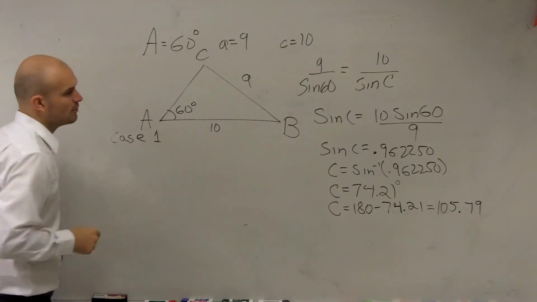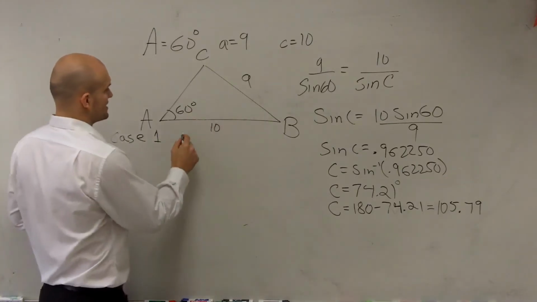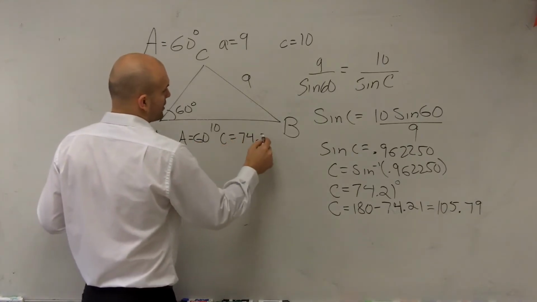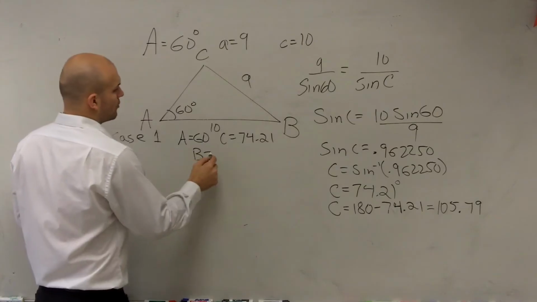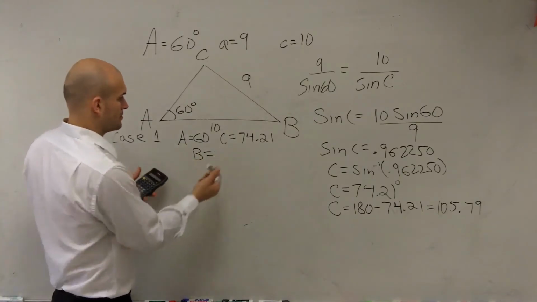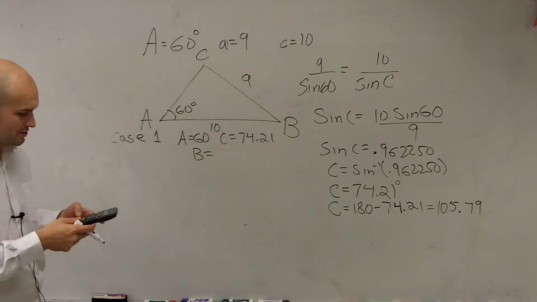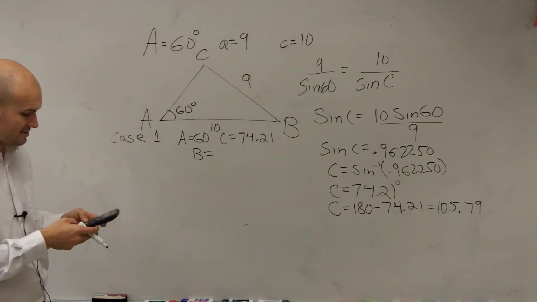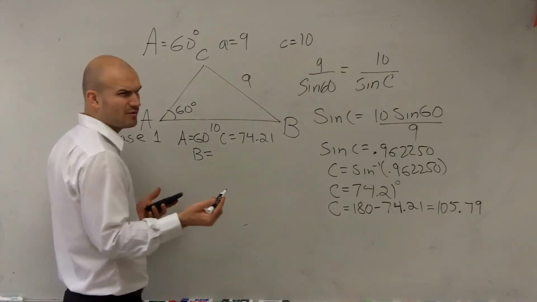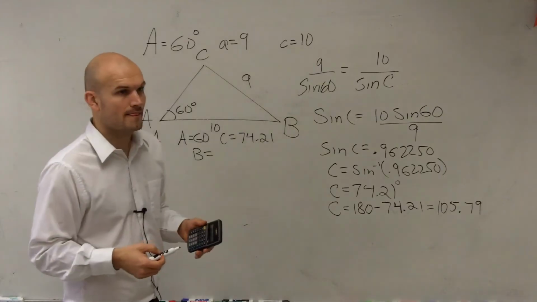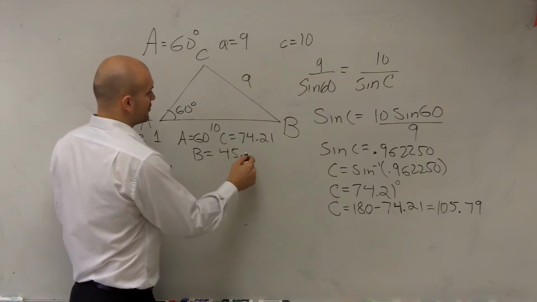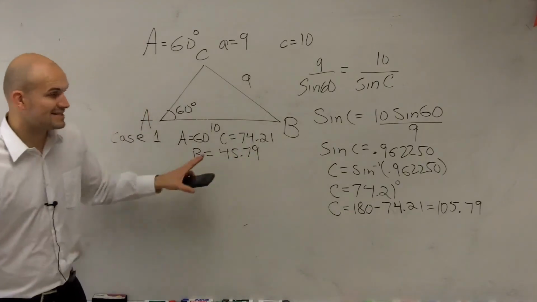So if I said case number 1, I'm saying A equals 60, and then I could say C equals 74.21. So therefore, what does B have to equal? Well, let's just do 180 minus 74.21 minus 60, and B equals 45.79. That's case number 1.